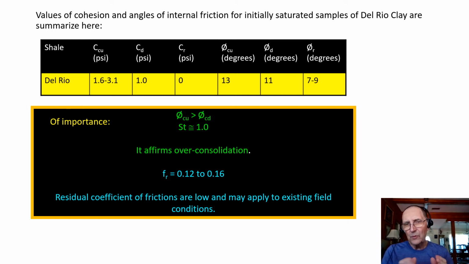I think it's important to note that typically the angle of internal friction in terms of consolidated undrained tests tends to be larger than the angle of internal friction in terms of the consolidated drained tests. And the sensitivity of these materials is approximately 1. This affirms the fact that this shale is over-consolidated. Residual coefficients of friction for the Del Rio clay range from 0.12 to 0.16. These low values may apply to existing field conditions.